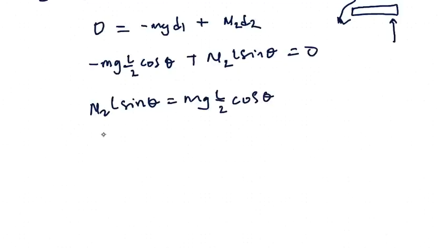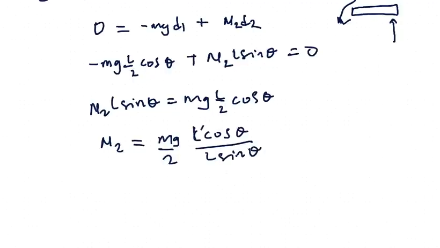So we can have that n2 will be equal to mg divided by 2, L cos theta divided by L sine theta. So the L can cancel L. We'll have that n2 will be equal to half mg, and cos theta over sine theta will be 1 divided by tan theta.